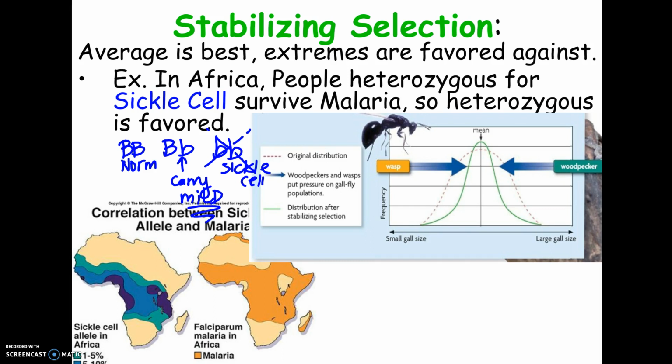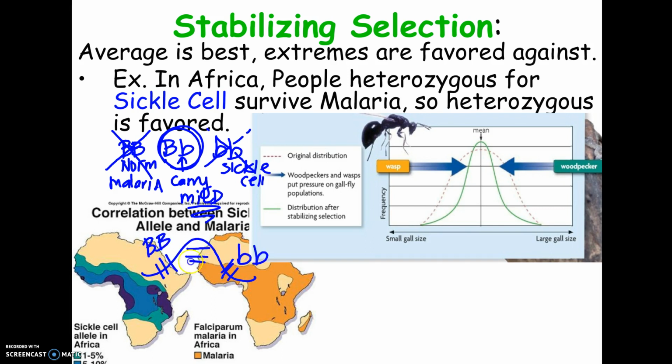So people who were big B also had a higher chance of dying because they were more likely to get malaria. People who carry the sickle cell gene have very few symptoms of sickle cell and were resistant to catching malaria, so they're more likely to survive. So what happens over time? The population favors people who carry the gene. So you see fewer people who are big B, fewer people who are little b, and even more people who are heterozygous.